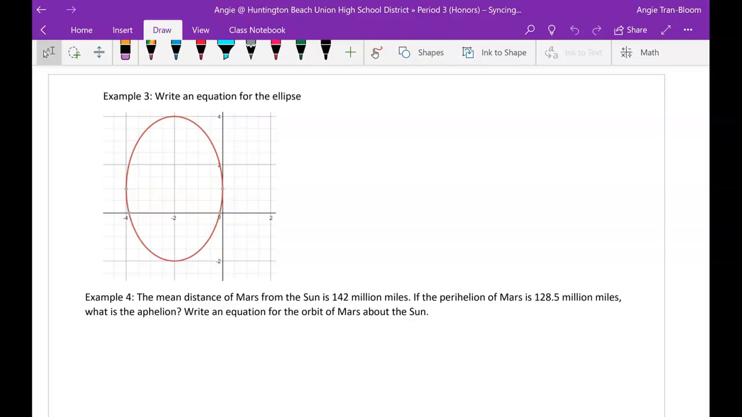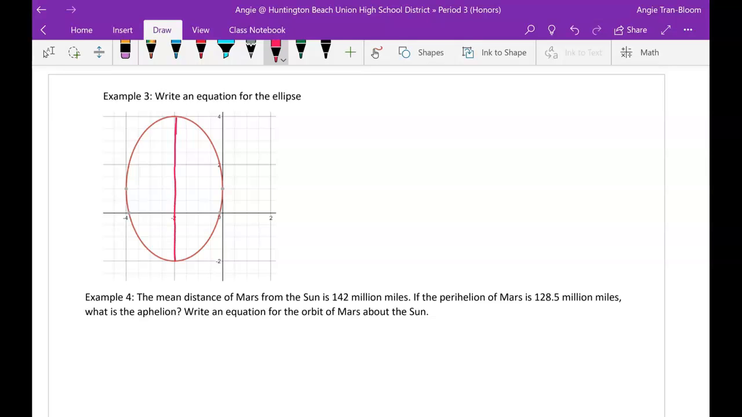Hi guys, this recording is for example 3 from section 10.3, on the ellipse. All right, so example 3 says write an equation for the ellipse. So first we have to identify the major axis. The major axis is parallel to the y-axis, okay?